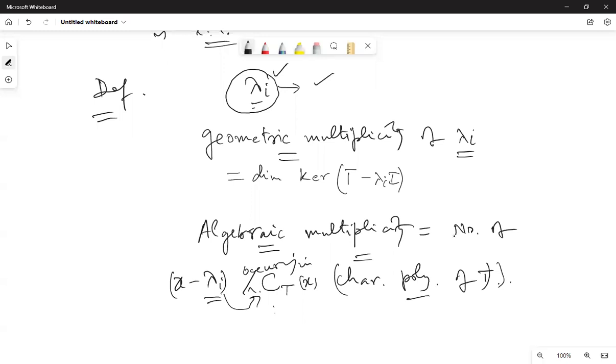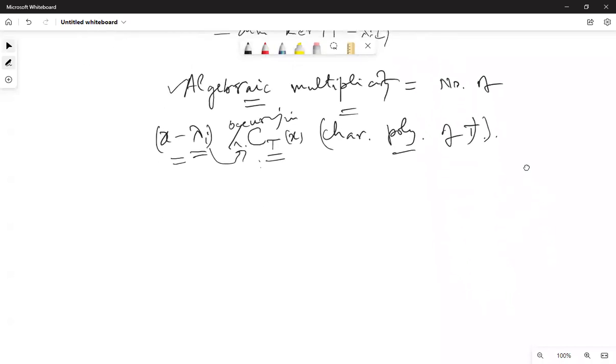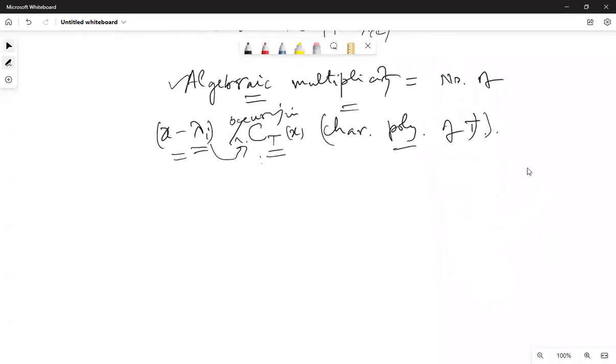So let us make the difference between these two. One is the algebraic multiplicity and the other is the geometric multiplicity. Geometric multiplicity is the dimension of the kernel of T minus lambda I, and algebraic multiplicity is the number of factors of x minus lambda occurring in CTX, right? So they may be different. You can see some examples.